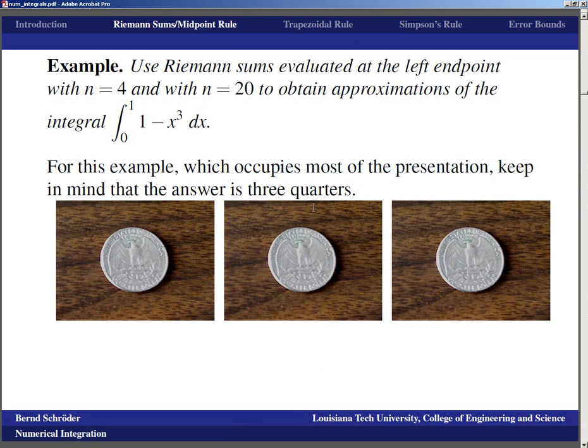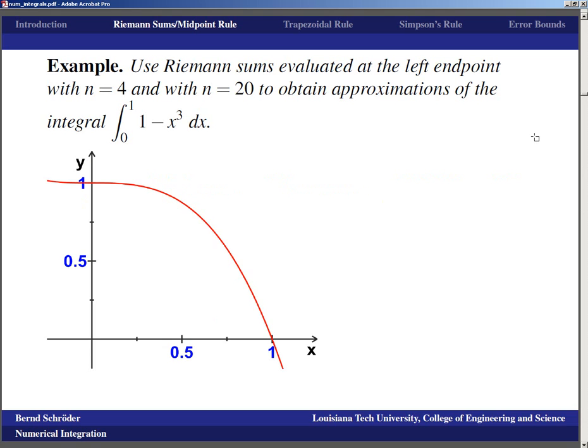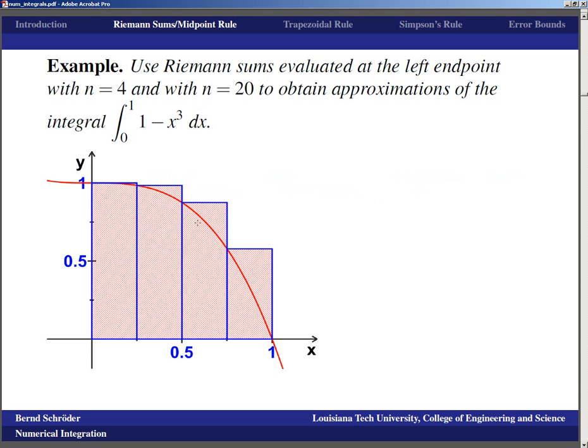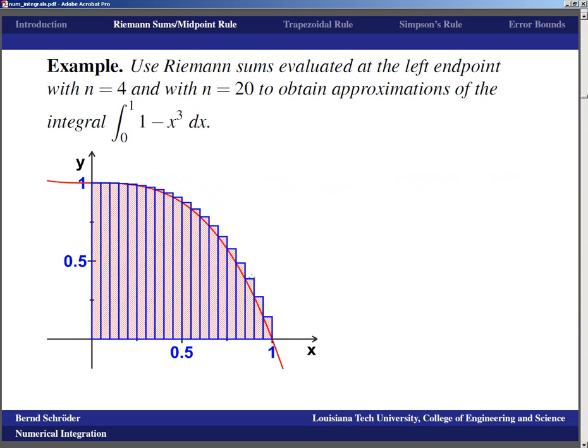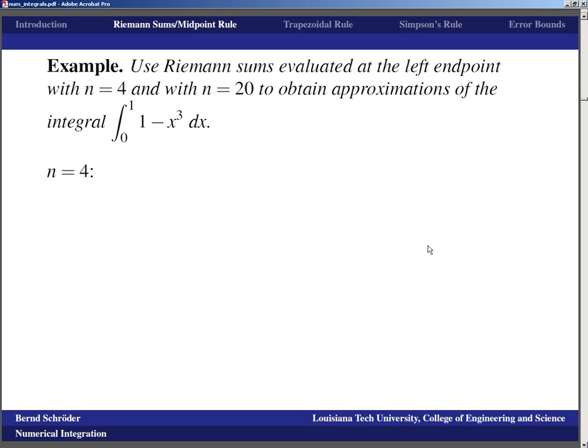1/4, 2/4, 3/4. Well, you already know I've got a strange sense of humor, but the answer is 3/4. All right, so if we do this with n equals 4, we get an approximation that looks like this geometrically, and that would be an overestimate. And we also know that if we do this with n equals 20, we would have geometrically something like this, and we still get an overestimate, but the overestimate is a little bit smaller than what we had previously. Okay, good. Well, let's see how the computation goes.